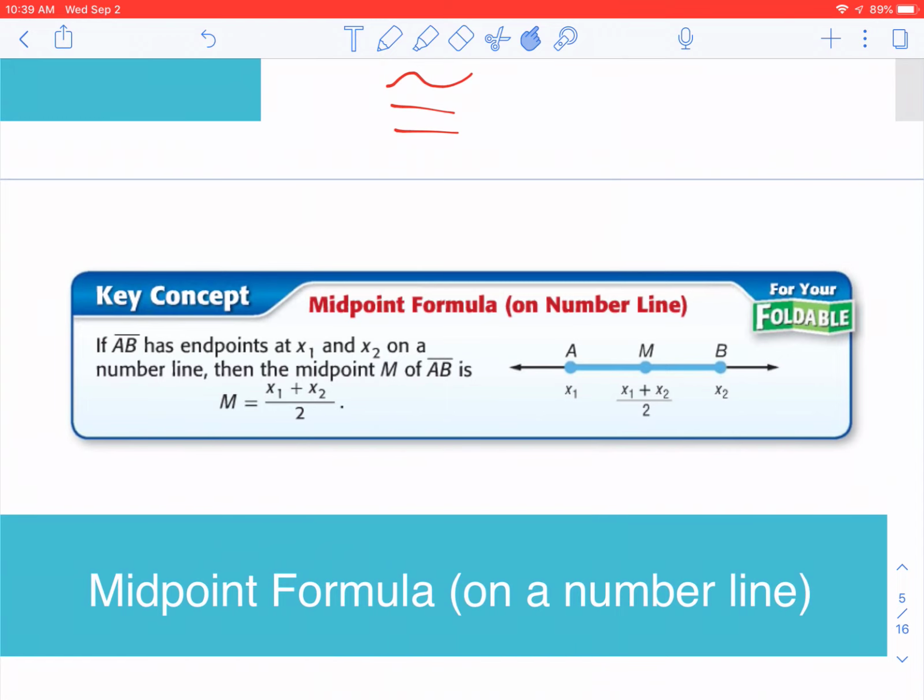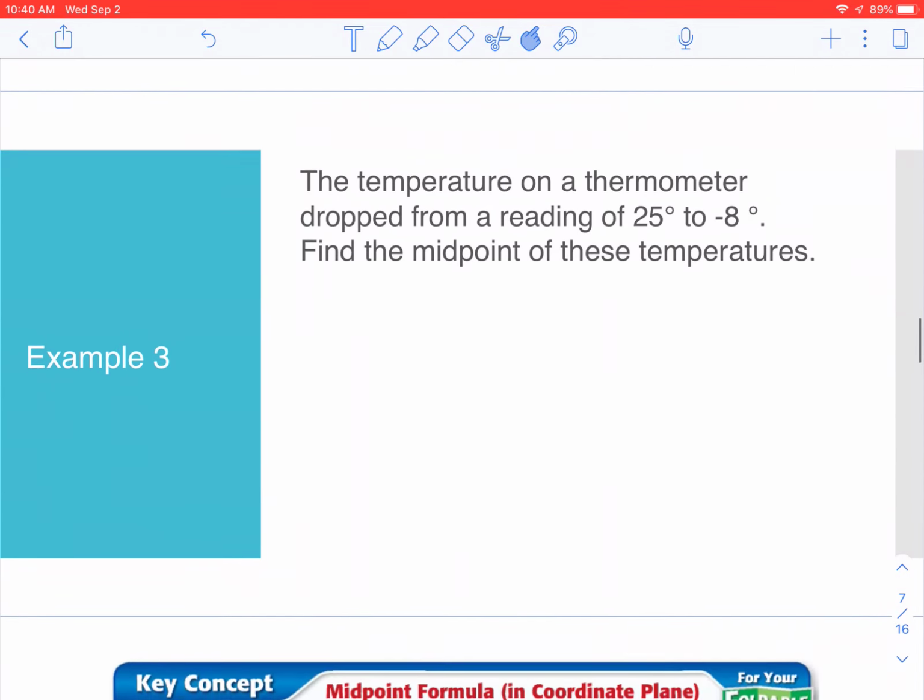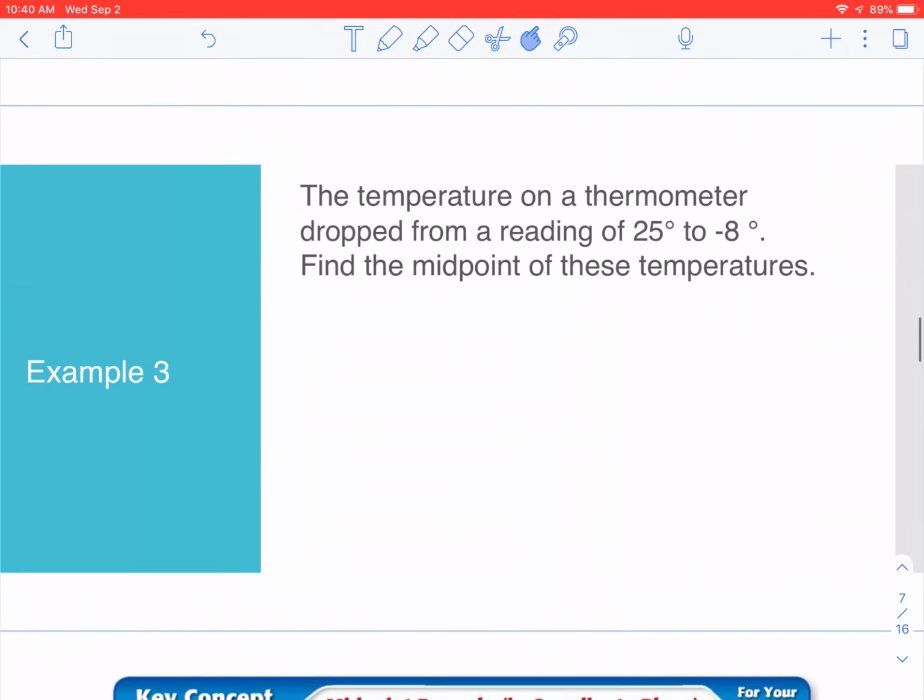Okay, here is the formula. I want you to look at this formula right here that I'm highlighting. We have x1 plus x2, those are just representing numbers, divided by 2. In other words, it's very similar to taking the average of two numbers. So let's do a little work with the formula, and then you guys are going to try one on your own. We're just going to do this one together. I won't have you do this one on your own.